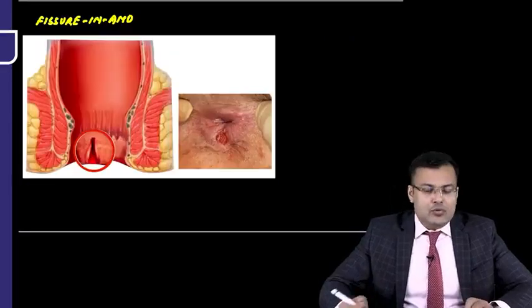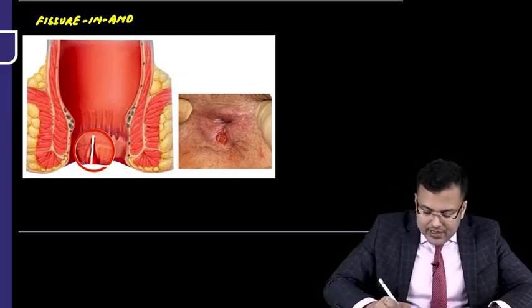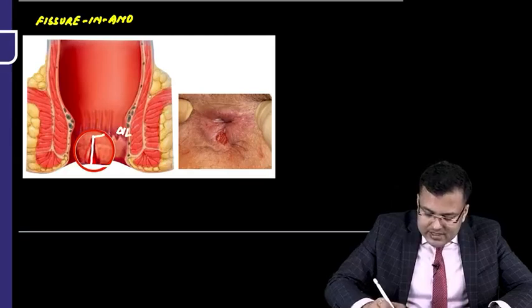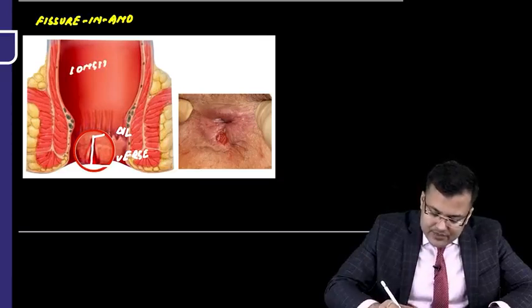This is fissure in ano. What happens here? There is a longitudinal split in the anoderm from the anal verge till the dentate line. What is the extent? From the anal verge till the dentate line. So there is a longitudinal split. You can see here, a longitudinal split in the anoderm.